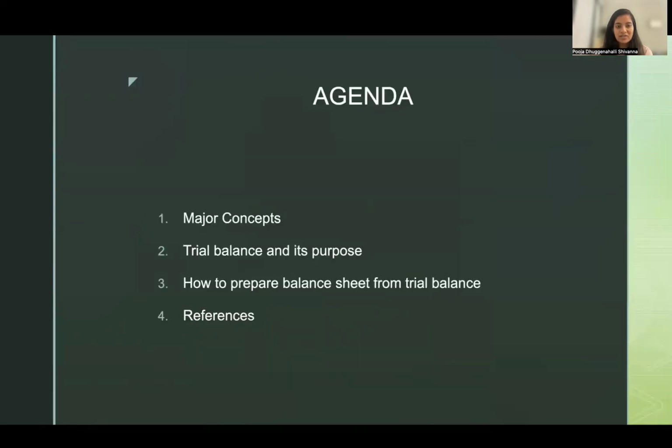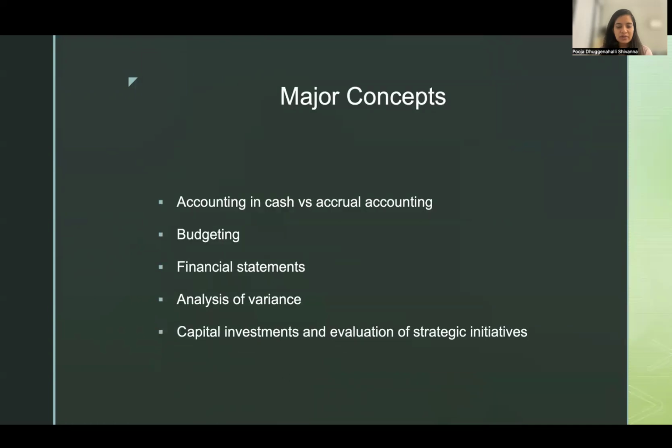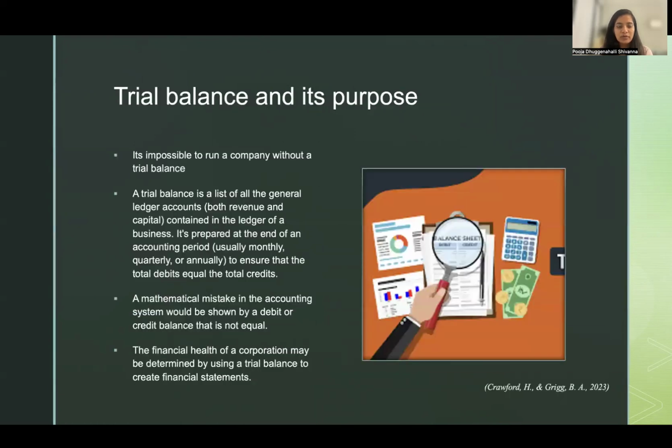So, going forward, the agenda of today's presentation is going through the major concepts that we have studied in chapters 1 and 2, then the trial balance and its purposes, and also how to prepare the balance sheet from a trial balance, and then the references. The major concepts I went through in chapters 1 and 2 are cash versus accrual accounting, budgeting, financial statements, analysis of variances, capital investment, and evaluation of strategic initiatives.